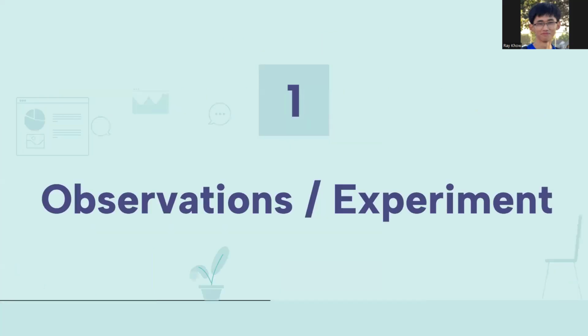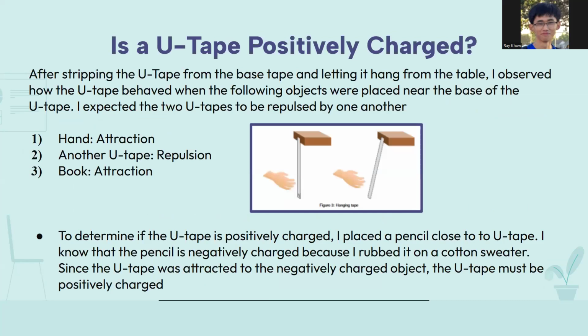First of all, we'll be going over the details of the experiment. The first part is to determine whether or not the U-tape is positively charged. In order to do this, we place a variety of different items next to the U-tape and see how it interacts. In order to determine if it is positively charged, we take something that we know is negatively charged, such as a pencil that has been rubbed on a cotton sweater, and we place it near the U-tape. In this case, the U-tape must be positively charged because it was attracted to the negatively charged pencil.